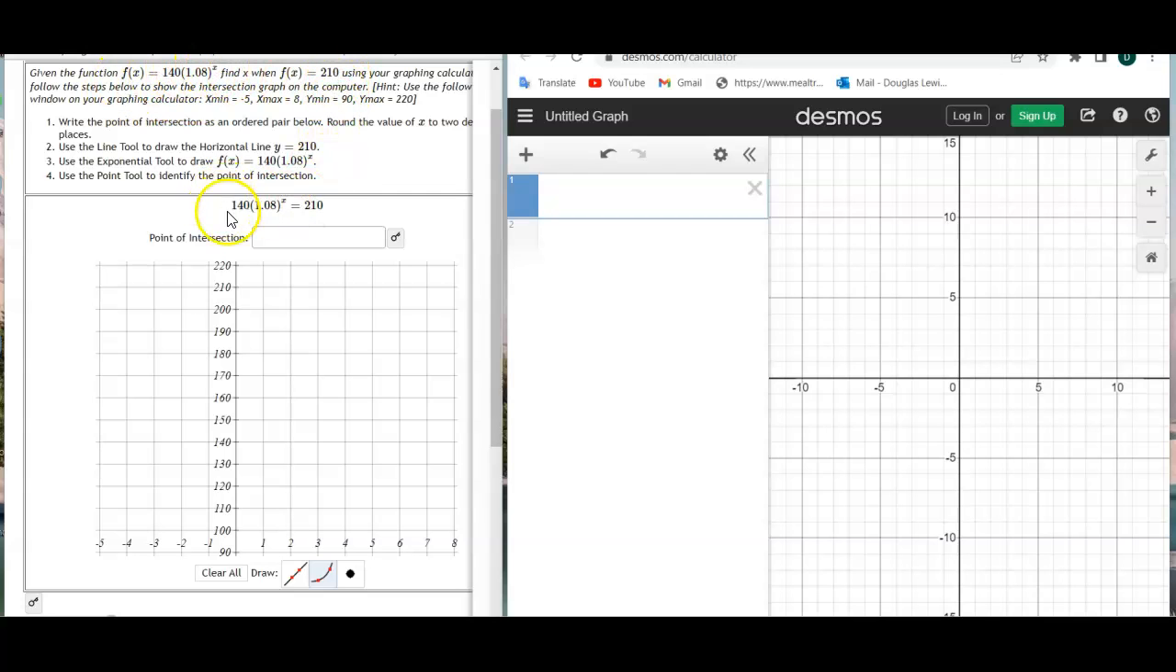And down here you can see they've got this equation. We're really solving this equation, and the x value of that point of intersection will be the solution. So let's go ahead and jump into this.